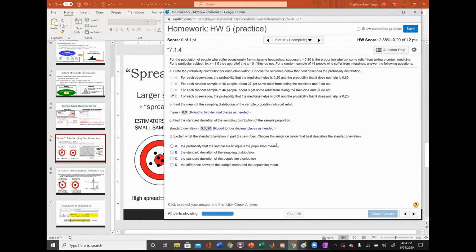So explain what the standard deviation is. This is actually what Kristen just asked. This is the standard deviation of the sampling distribution. It's the standard deviation for the distribution of sample estimates we get.